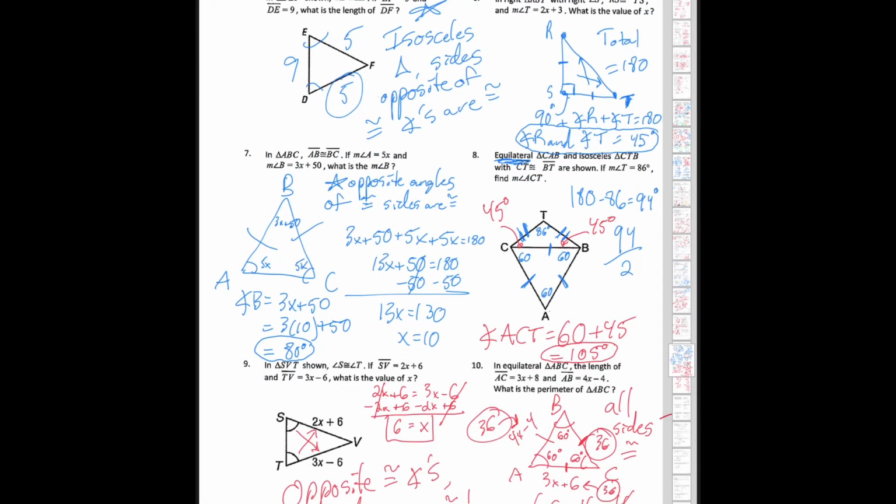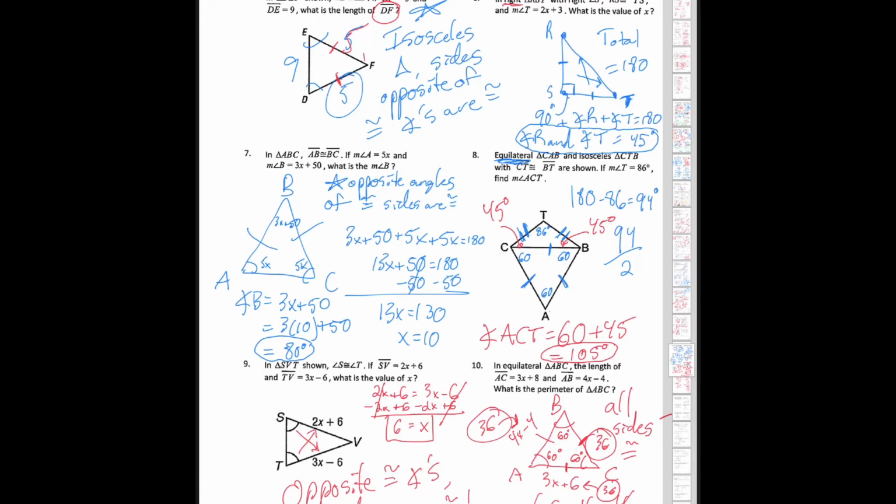Number 5. We're given a triangle and we're given 2 congruent angles. So right away, 2 congruent angles means 2 congruent sides. This is an isosceles triangle. We're given that DE is 9. So if we're looking for side DF, we're given EF is equal to 5. That means that this also has to be 5. Again, because it's isosceles, they're opposite congruent angles.